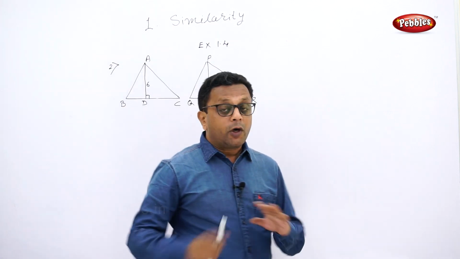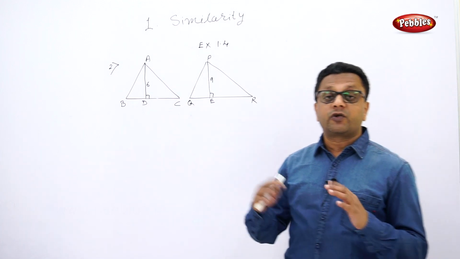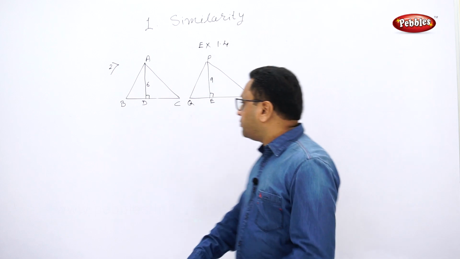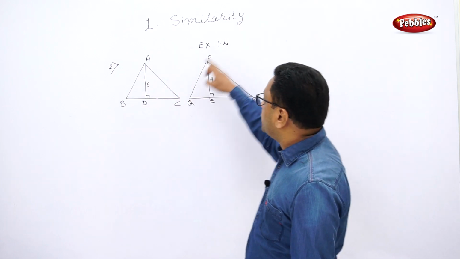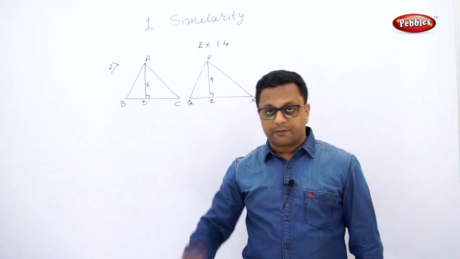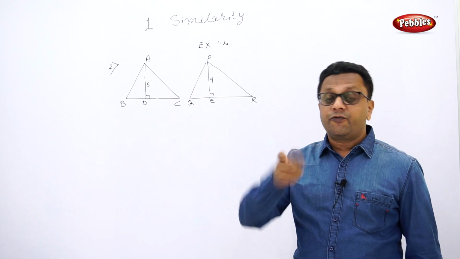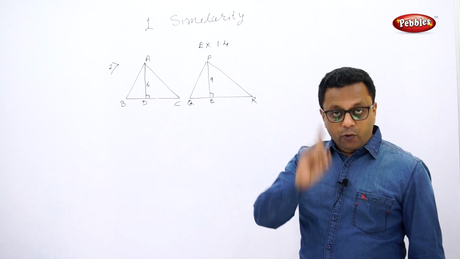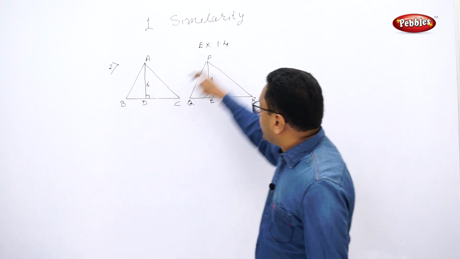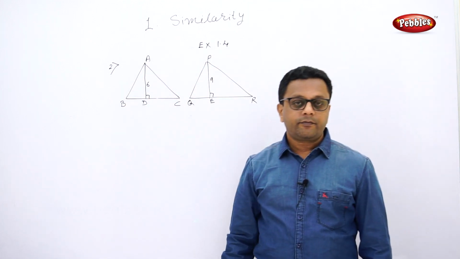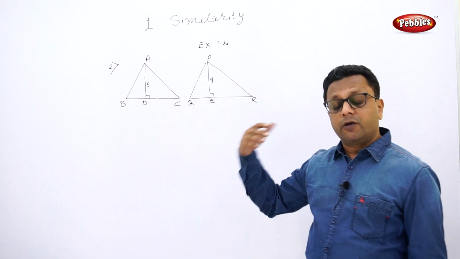So here what the theorem is, the ratio of areas of triangles is equal to the ratio of squares of the sides. That means this area upon this area is equal to AB square upon PQ square. That is the theorem. But altitude square ratio is not a theorem. So first you have to prove that AB upon PQ is equal to AD upon PE, as we proved for the altitude. We have to prove this first. How will you prove that?